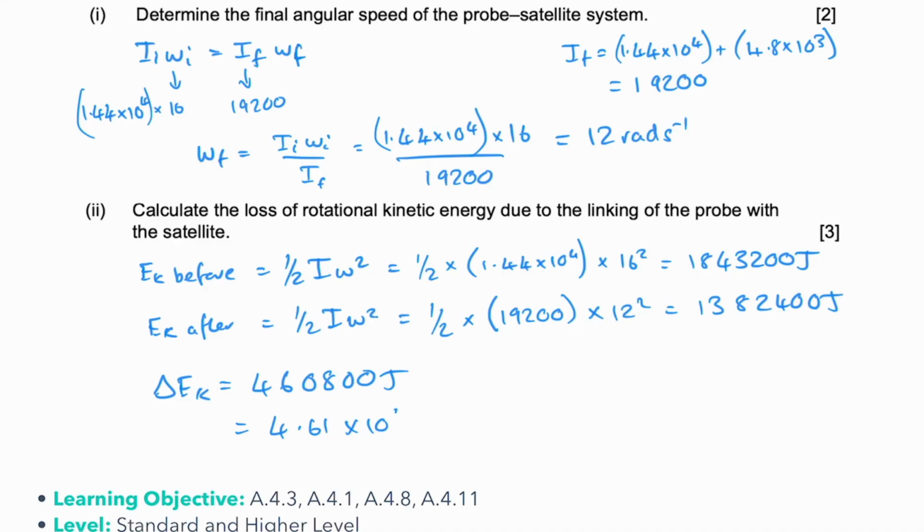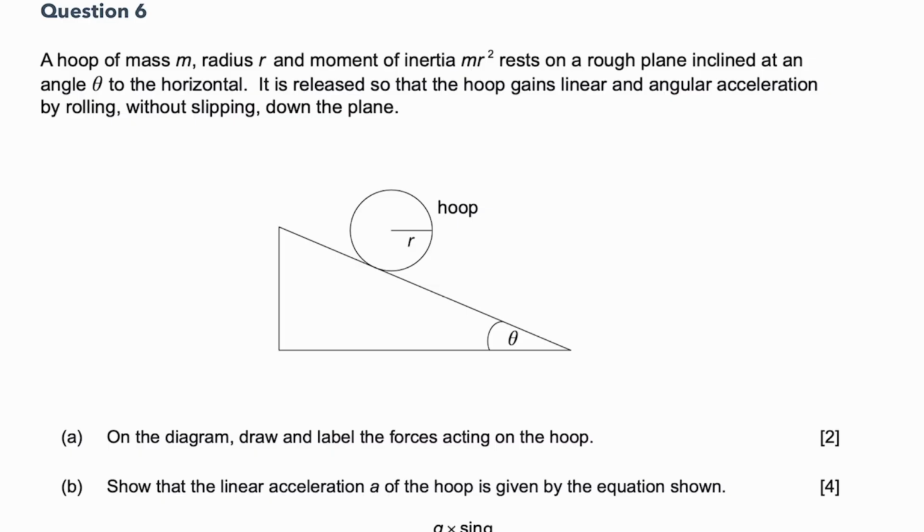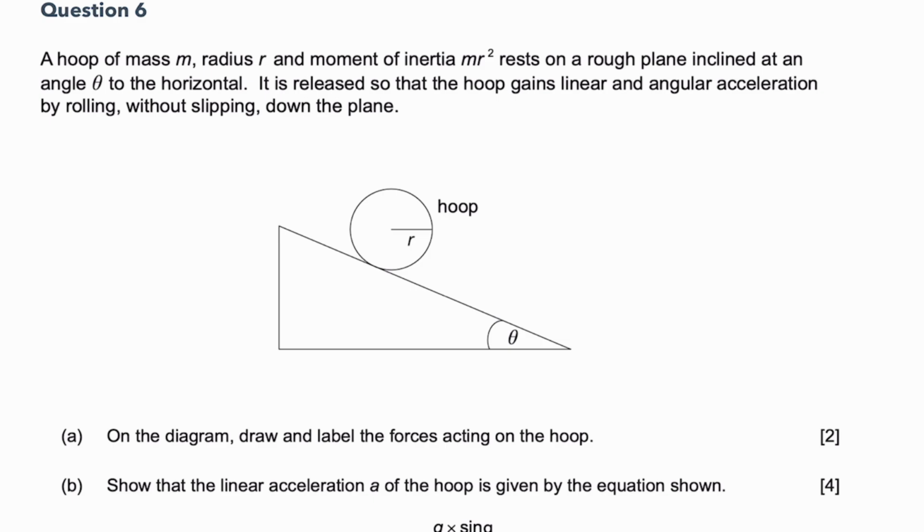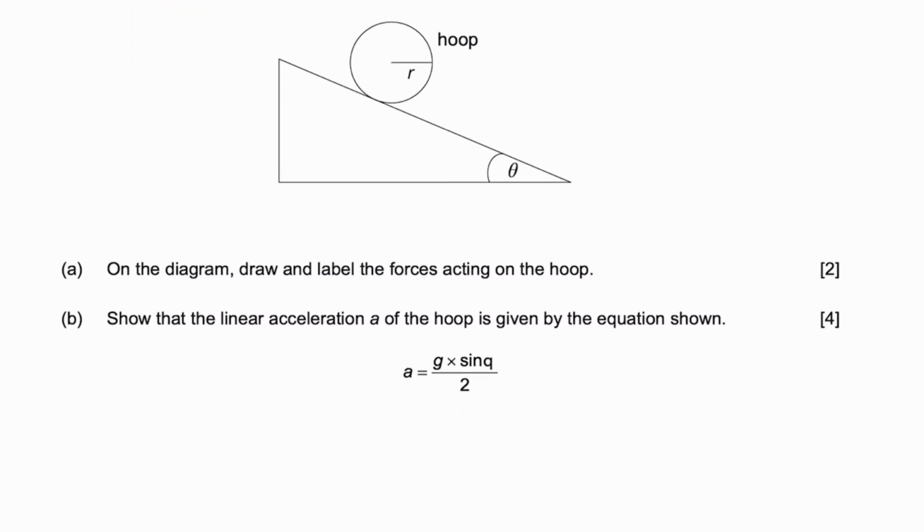4.61 times 10 to the 5 joules. Question 6. A hoop of mass m and radius r and moment of inertia mr squared rests on a rough plane inclined at an angle of theta to the horizontal. It is released so that the hoop gains linear and angular acceleration by rolling without slipping down the plane. A. On the diagram, draw and label the forces acting on the hoop.